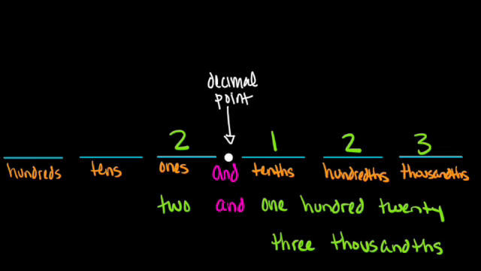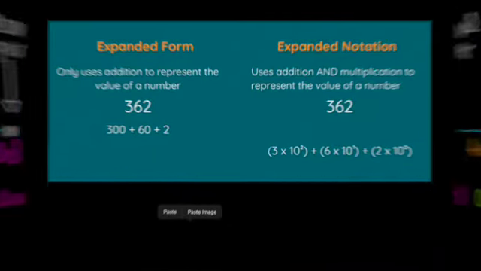Two and 123 thousandths. Once again, I do not say the word "and" anywhere except for the decimal point. Even in the number 123 thousandths. This can be a hard transition to make, so I suggest you practice. Okay, let's move on to writing decimal numbers in expanded form and expanded notation.